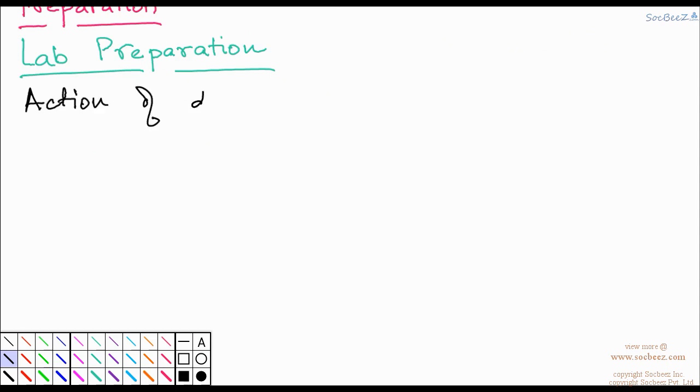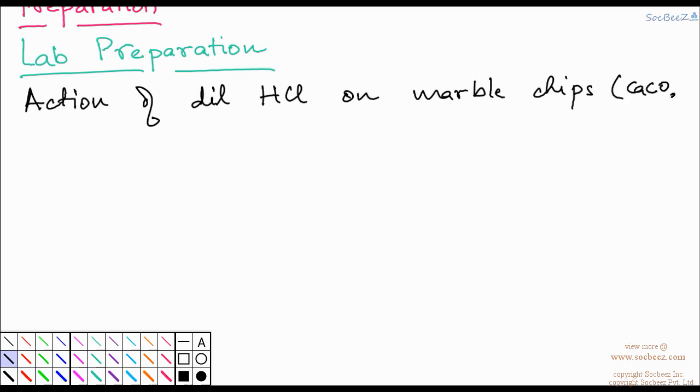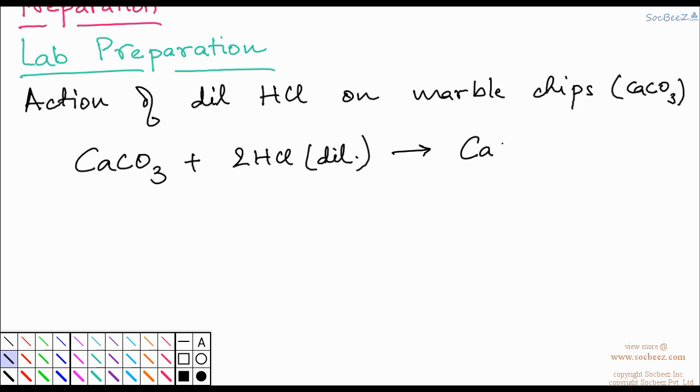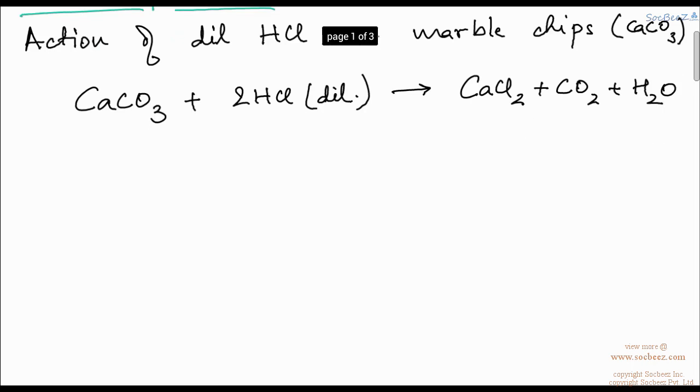Action of dilute HCl on marble chips, that is calcium carbonate. So what happens? Calcium carbonate, CaCO3, when reacted with dilute HCl gives CaCl2 plus CO2 plus H2O. This is the reaction, and thus you prepare carbon dioxide in the laboratory.